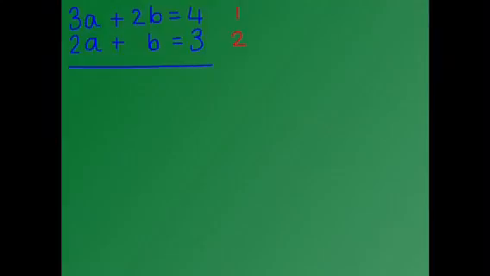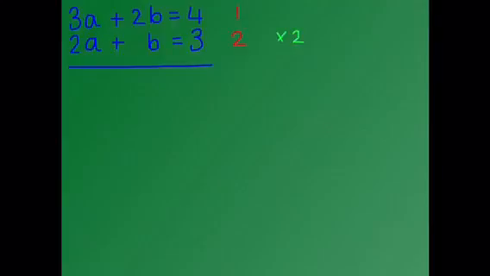How do we do this? Well, we can multiply one or both of the equations so that we get one set of the coefficients to be the same. In our question, I want to make the b's the same. So in equation number 1, we've got 2b, and in equation number 2, I have 1b. So what do I multiply 1b by to get 2b? The answer, of course, is 2.